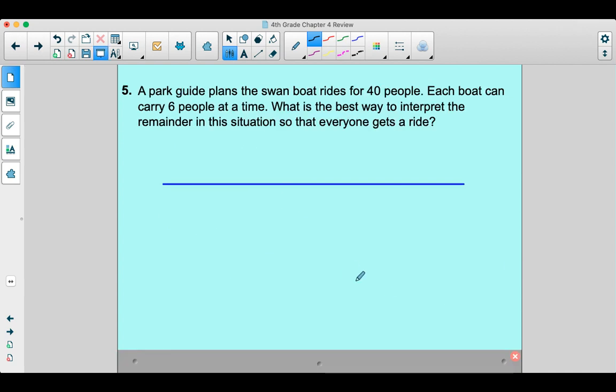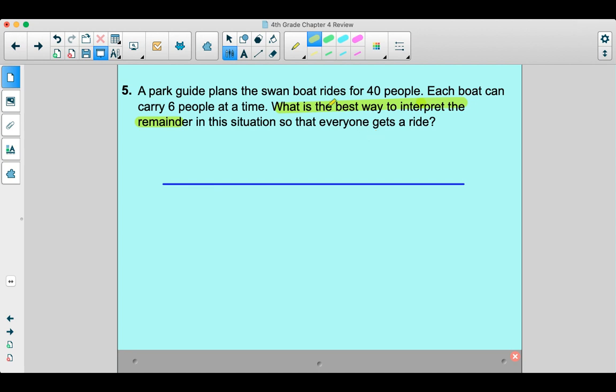A park guide plans the Swan boat ride for 40 people. Each boat can carry 6 people at a time. What is the best way to interpret the remainder in this situation so that everyone gets a ride? All right, I like it. This is not one where it says we have to solve it. It's saying what's the best way to interpret the remainder? Obviously, everyone's going to get a ride. We're not going to just leave somebody out of the boat, right?